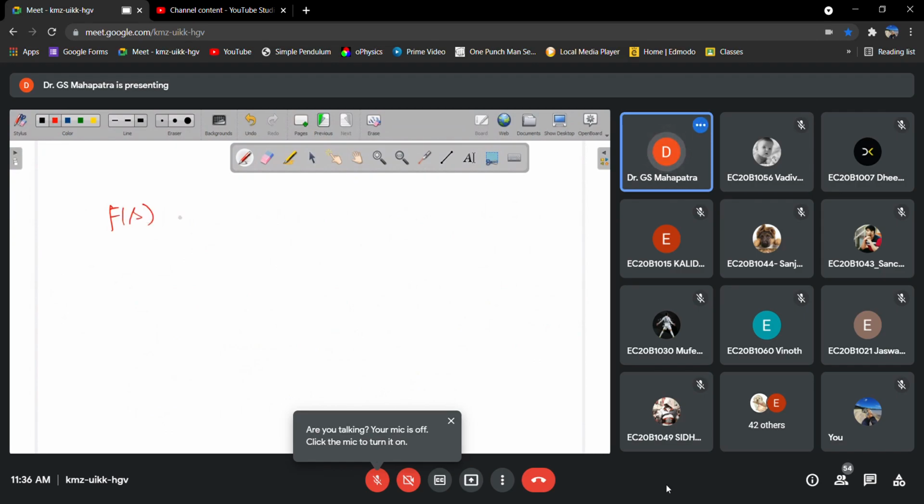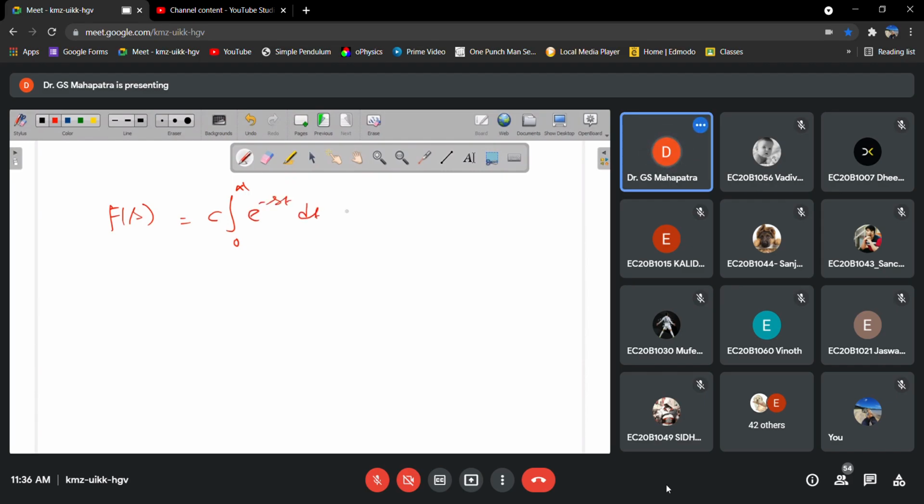F of S equals integration 0 to infinity C e to the power minus st dt. So write down C, limit t tends to infinity, integration 0 to t of e to the power minus st dt. Why am I writing this one? C is complex, so now t is not infinity. We can write directly.